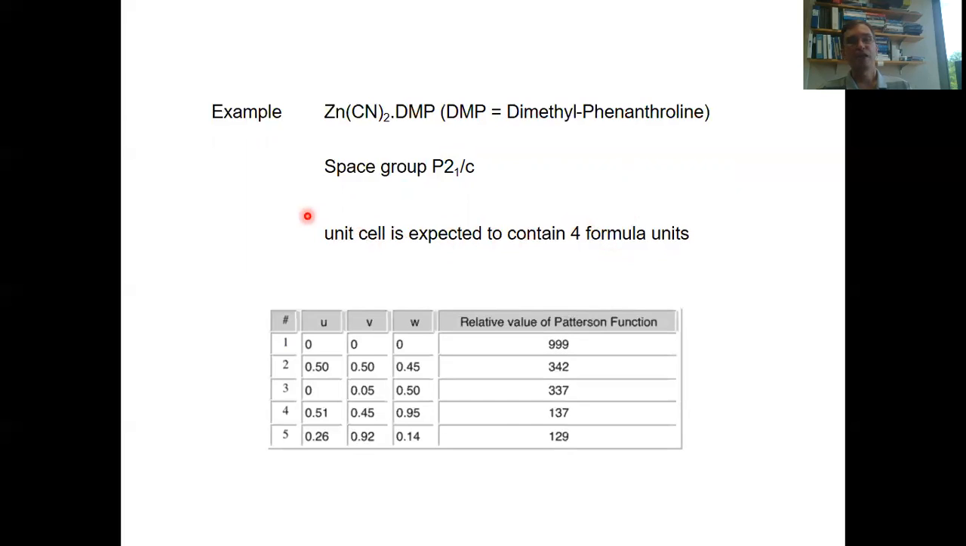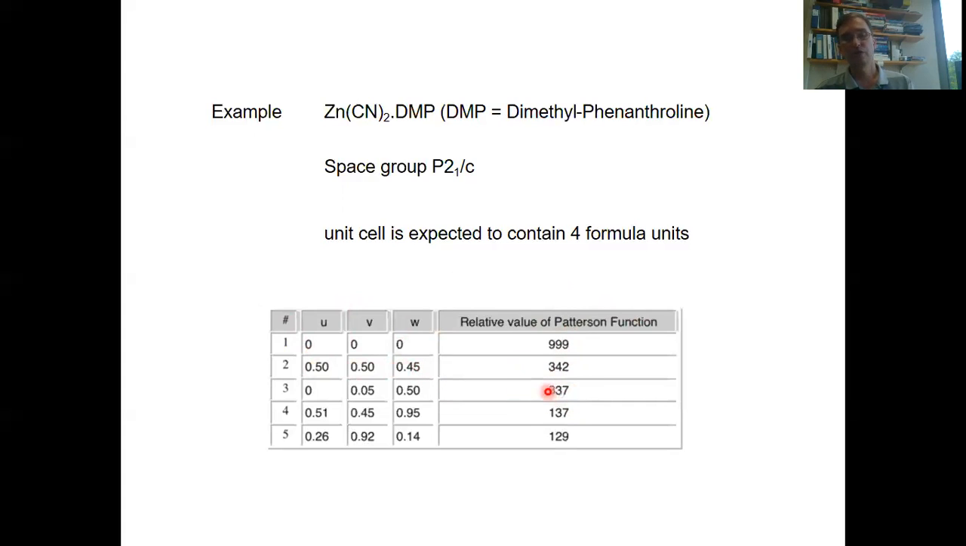So now we can calculate our Patterson function from the measured X-ray intensities. And you will find that this Patterson function has maxima at certain positions, u, v, and w. Okay. So the most intense maximum is at the position 0, 0, 0 in this case. The second most intense one is at the position 0.5, 0.5, 0.45.